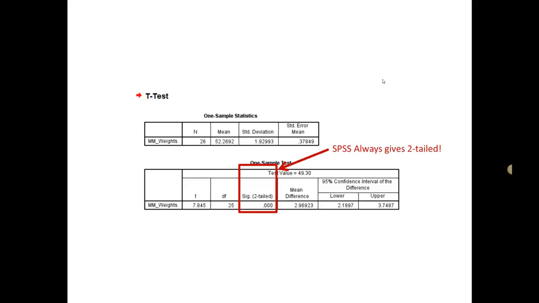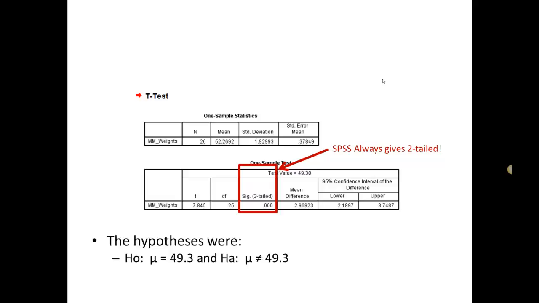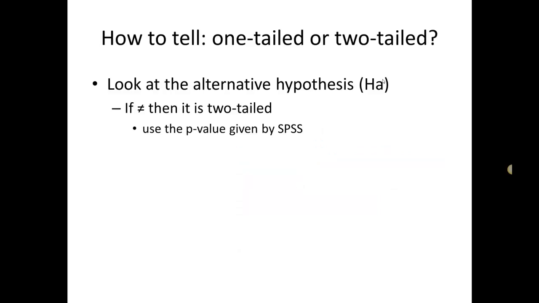One thing to note is that SPSS always is going to give you two-tailed p-values. So you have to look back at your hypotheses and figure out if you actually have a two-tailed test. In our case, we had null hypothesis mu equals 49.3 and alternative hypothesis mu not equal to 49.3. Because I had the not equals to, that indicated the two-tailed test, meaning that this p-value is the correct p-value for my test.